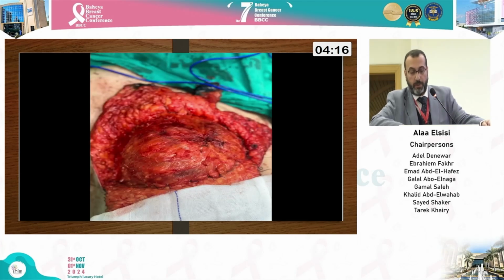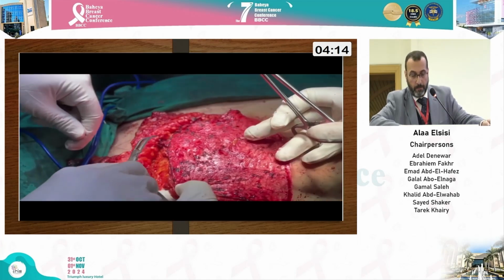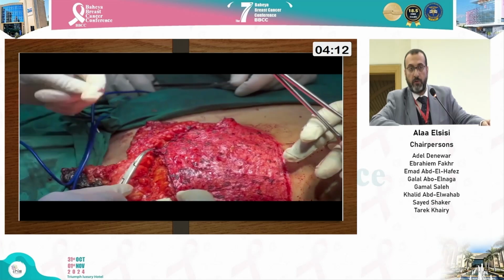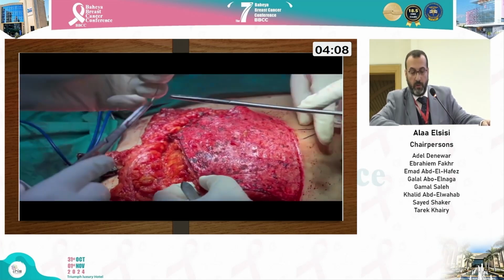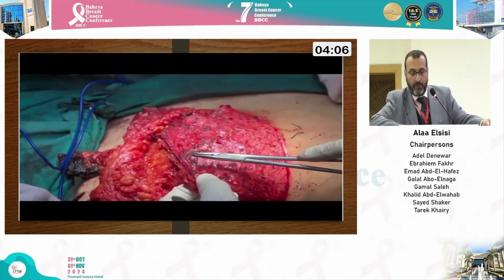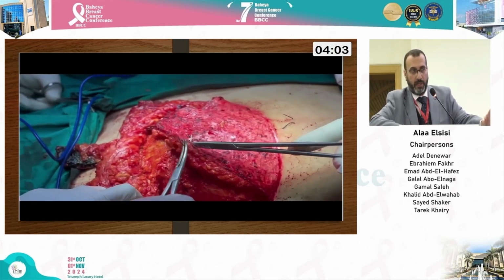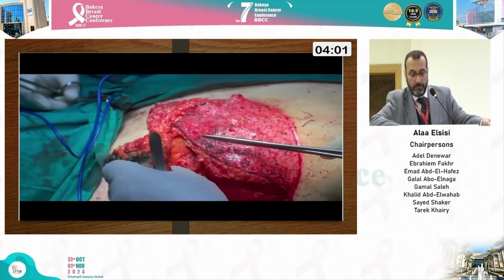Complete covering of the implant with natural tissues. Second layer of the dermal sling to another covering. Or sometimes half and half covering, especially maybe the upper part by pectoral fascia only.